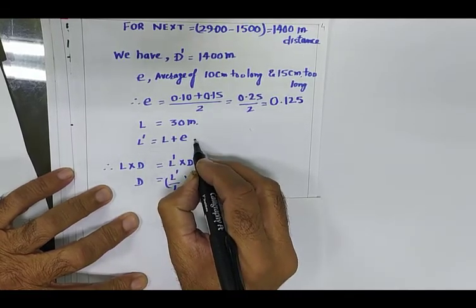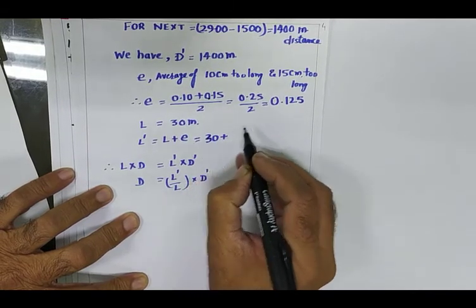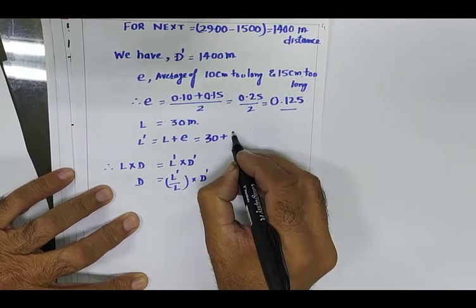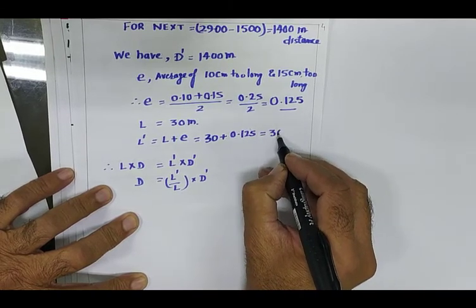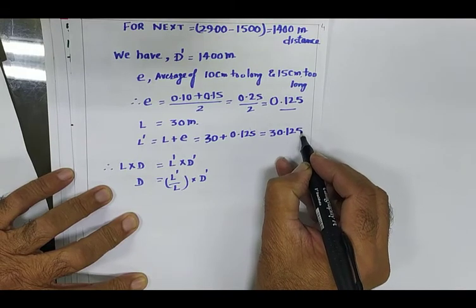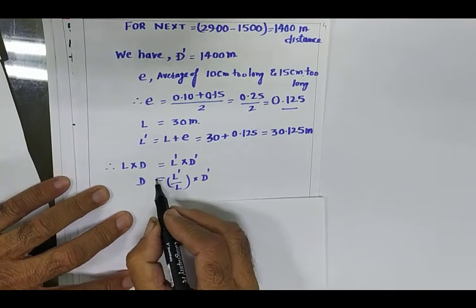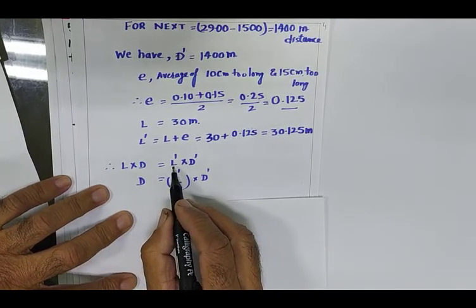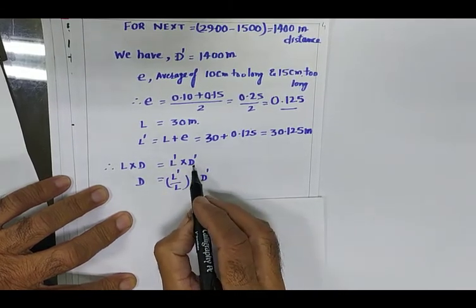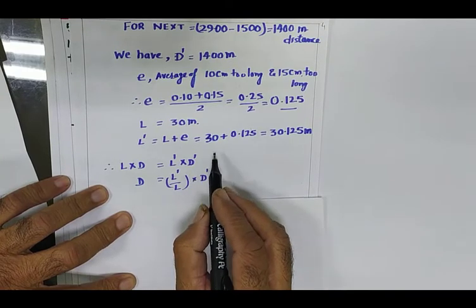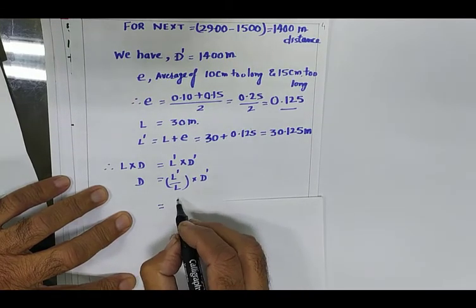So the actual length is 30 meter, and we can calculate L dash over here. L is 30 meter. Now you add the average value of E, 0.125 meter. So L dash comes to be 30.125 meter, the value of incorrect length of chain. Again we know L into D is equal to L dash into D dash, where L dash is the incorrect length of the chain, D dash is the incorrect distance measured by this chain, that is 1400. So we can calculate after substituting the values.